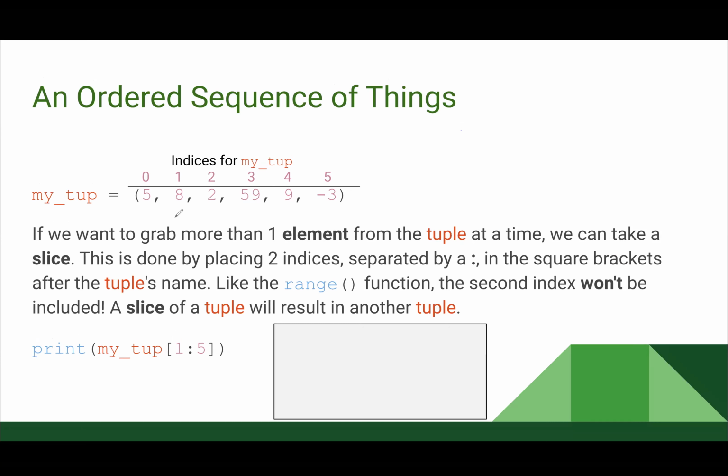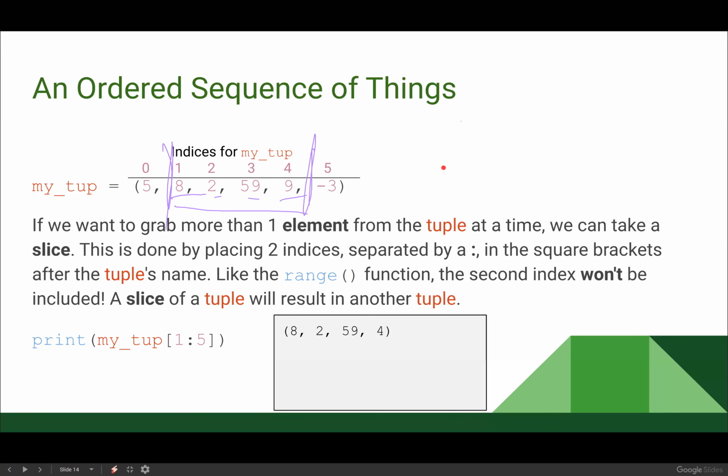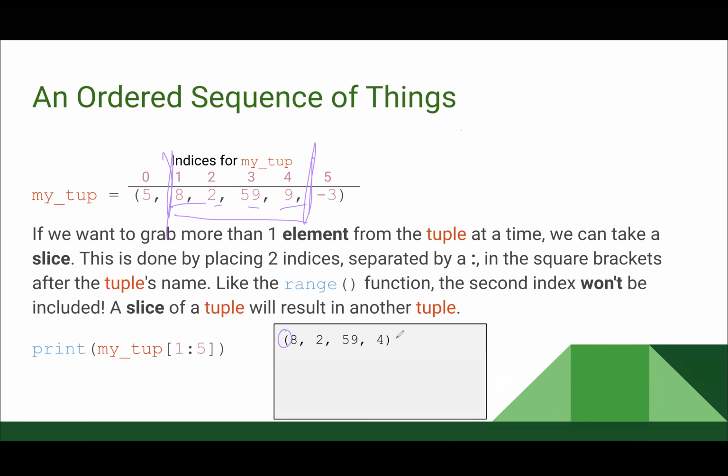8, 2, 59, and 9. We're going to start with 1, and we're going to stop before we hit 5, giving us that sequence. And that's absolutely correct. That should be a 9, not the number 4. I don't know what I was doing. Clearly not reading or typing correctly. Notice also that when we print it, we see those parentheses because we are printing out a tuple here.